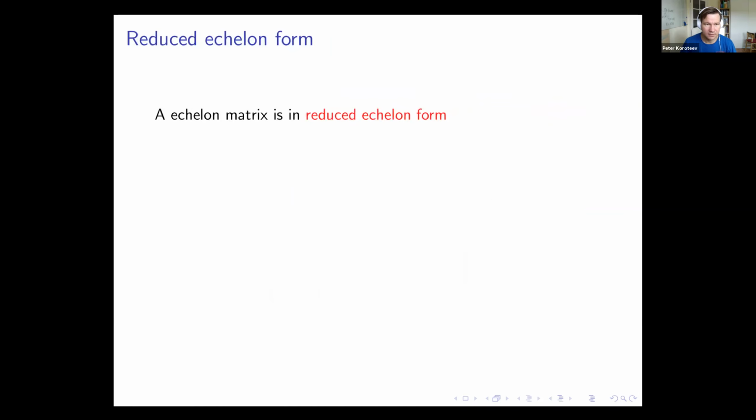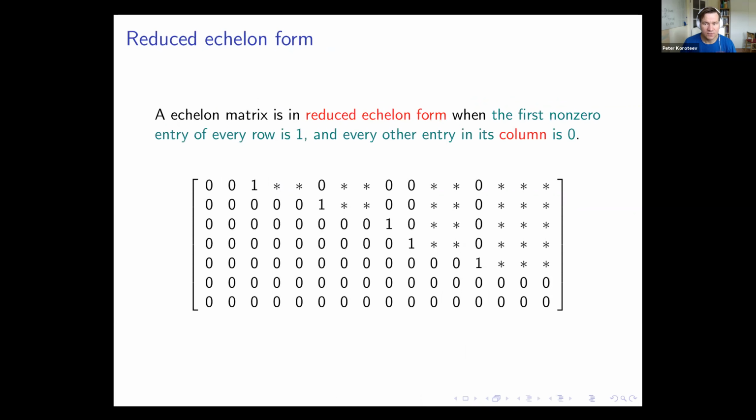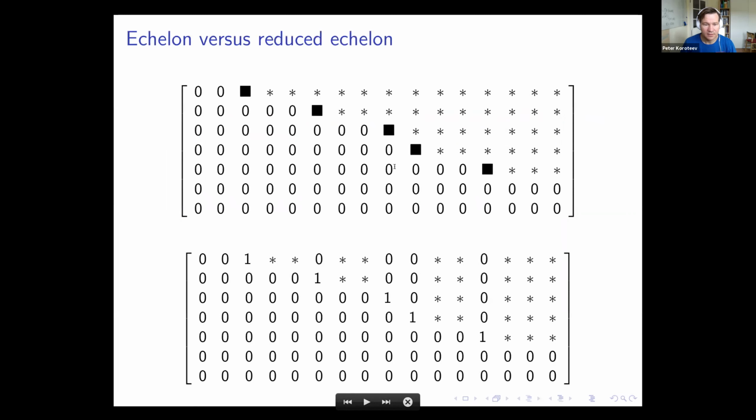And a reduced echelon form is when the first non-zero entry of every row is 1, and every other entry in its column is 0, as shown here. Right, so those squares have been replaced by ones, and above those ones there are zeros. Here's the comparison between echelon form on top and reduced echelon form on the bottom.